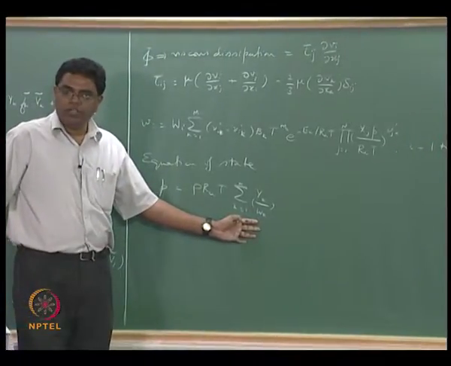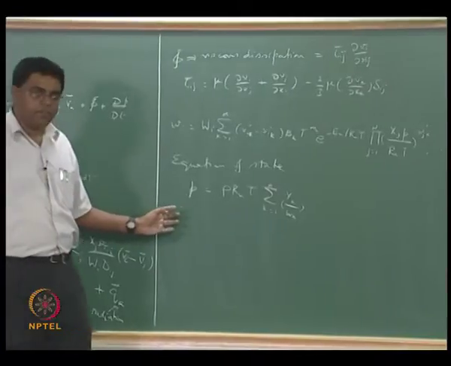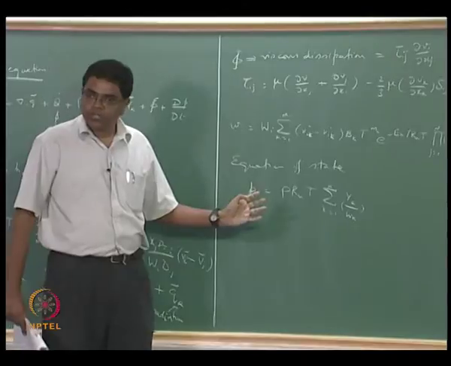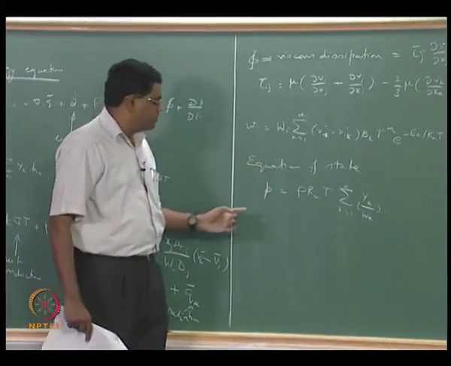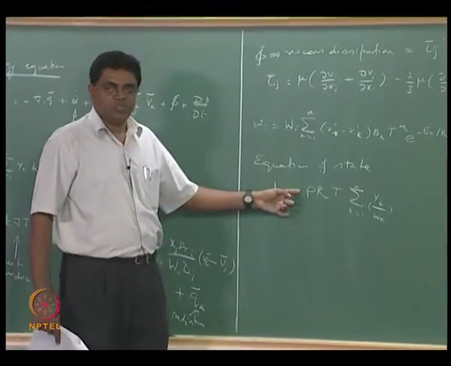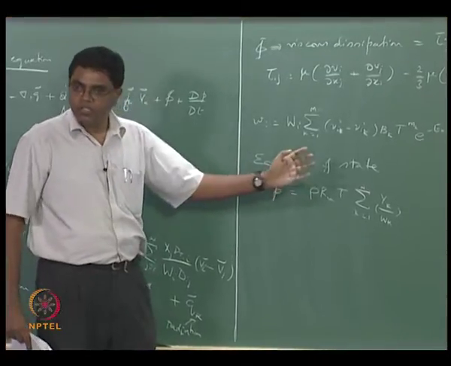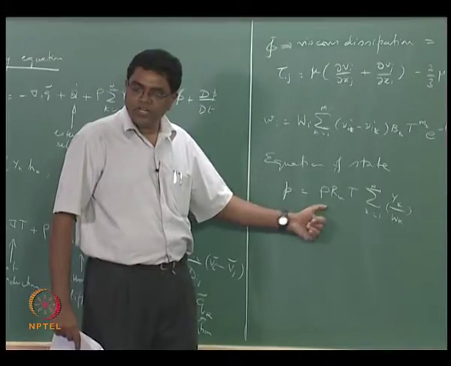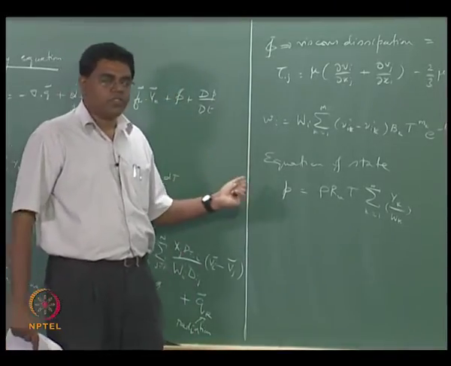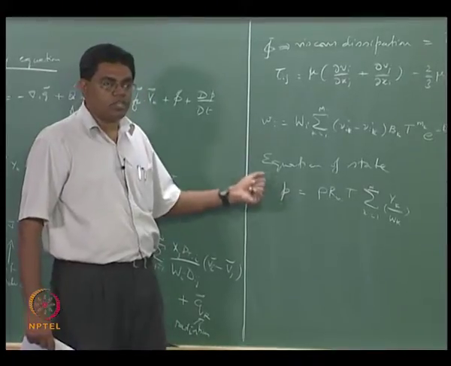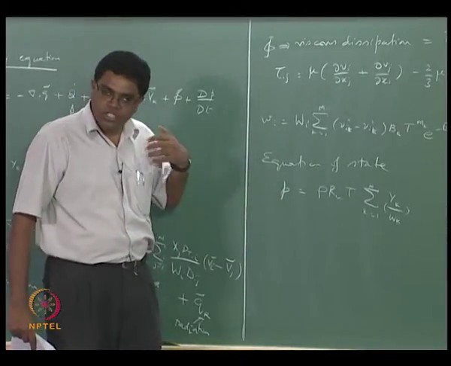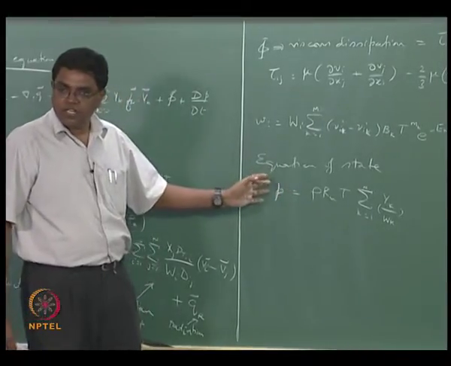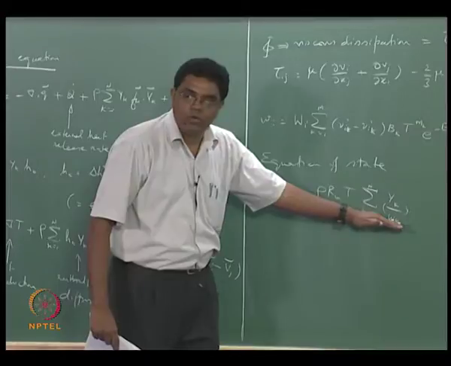Alright, the mixture molecular weight is primarily defined through what's called Dalton's law of partial pressures. How did you get Dalton's law of partial pressures? We know from the basic definition of density that you simply have to add up the densities of the individual species to get the mixture density. And then Dalton's law of partial pressures says that if you want the pressure of the mixture, it is a summation of all the partial pressures. So that's essentially the way we can define the mixture molecular weight.